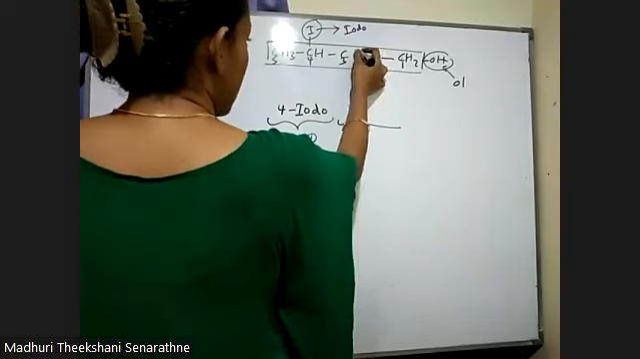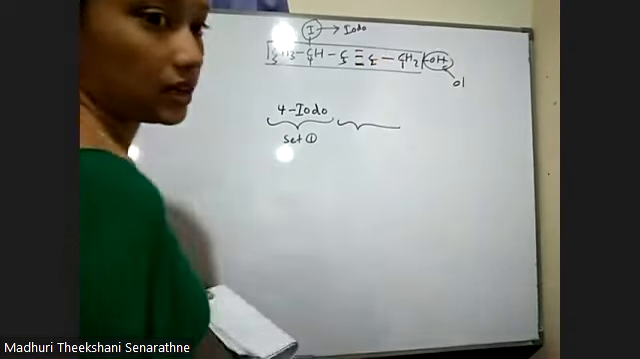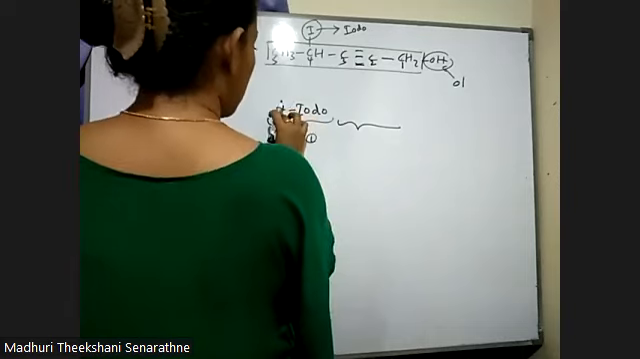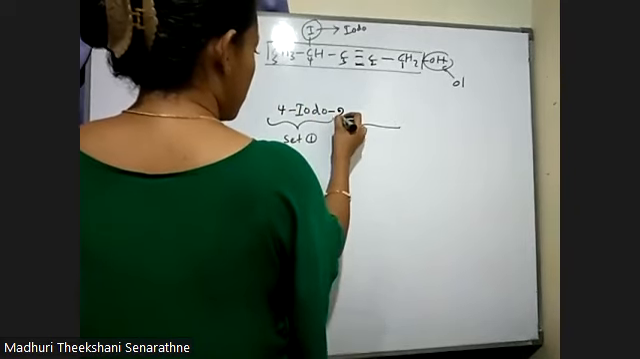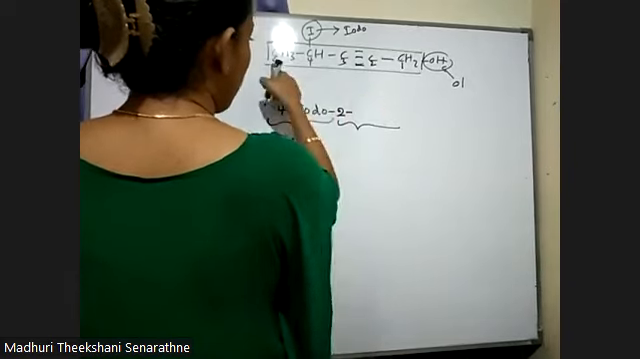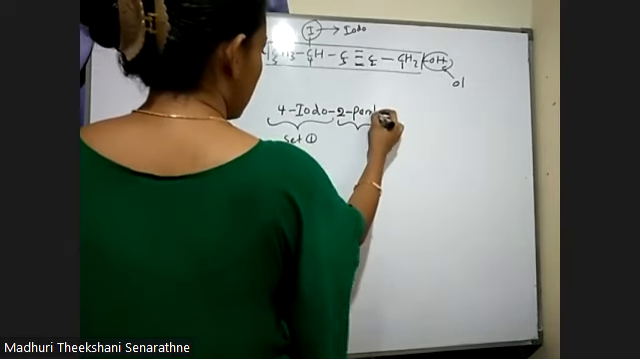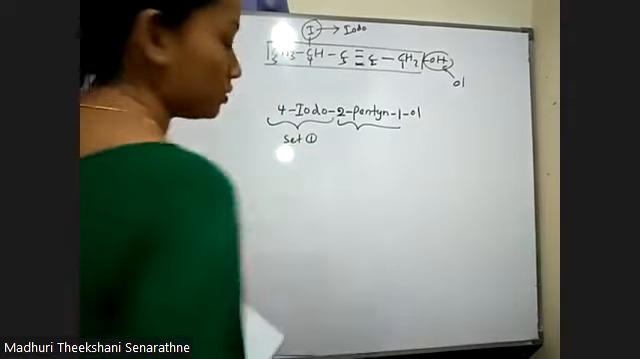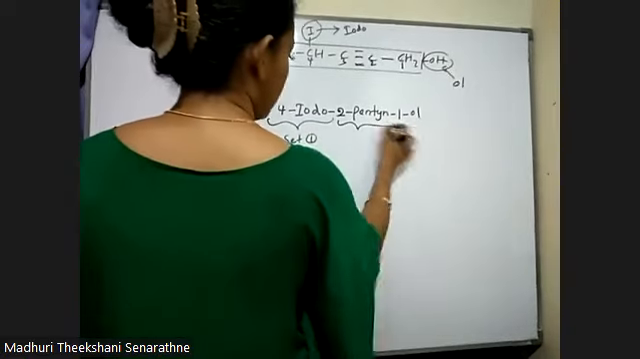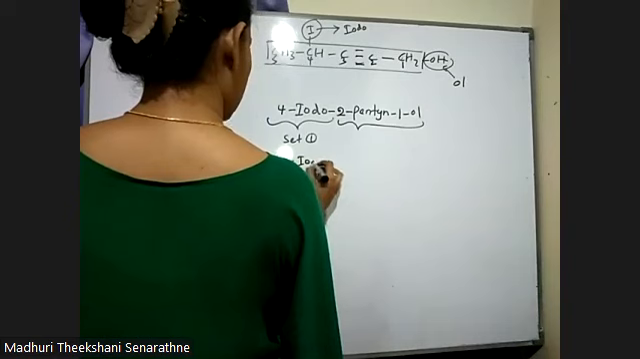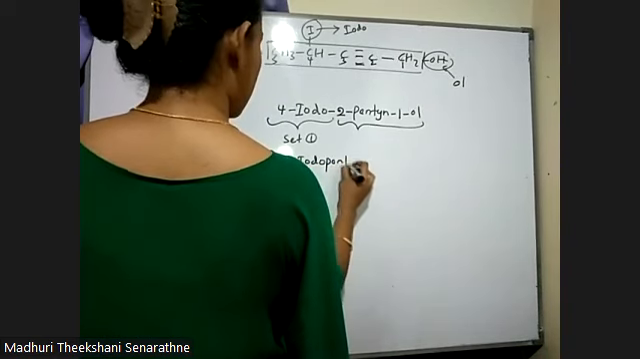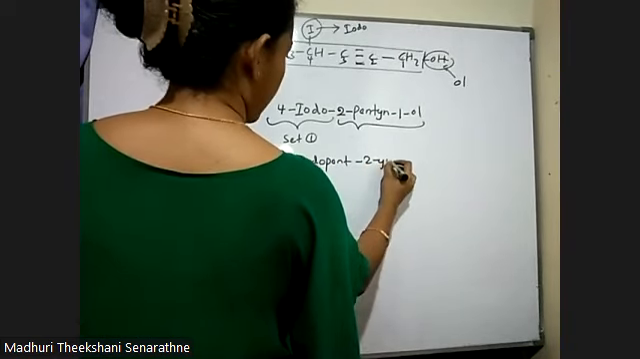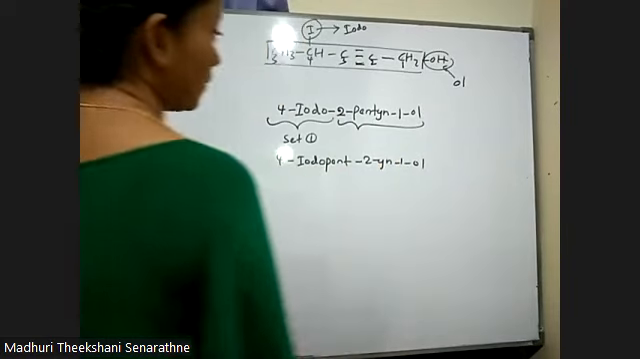There is a triple bond on the second carbon. Therefore, 4-iodo pent-2-yne-1-ol, or 4-iodo pent-2-yn-ol. Okay.